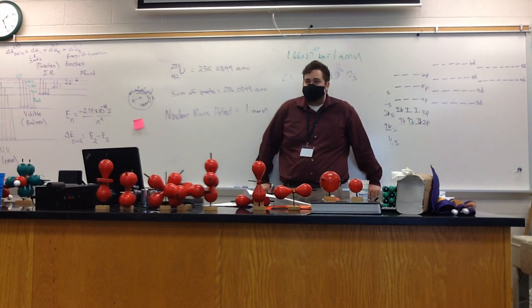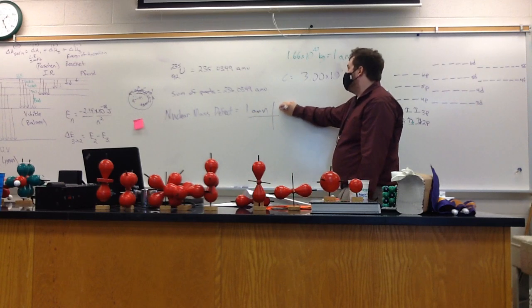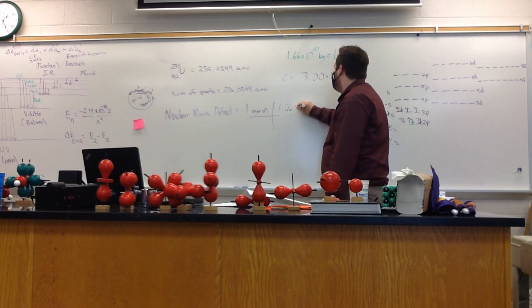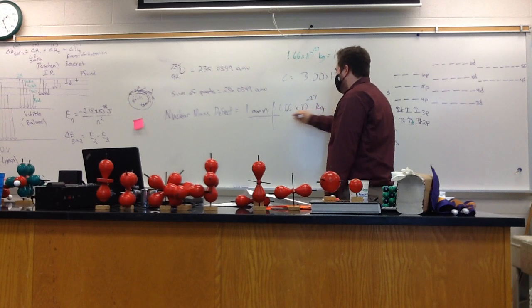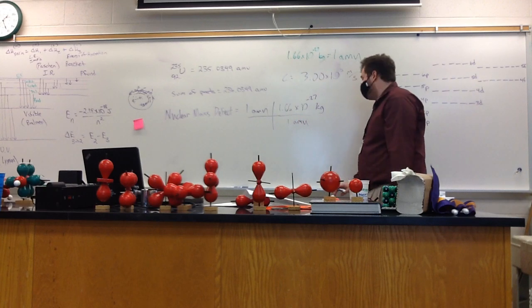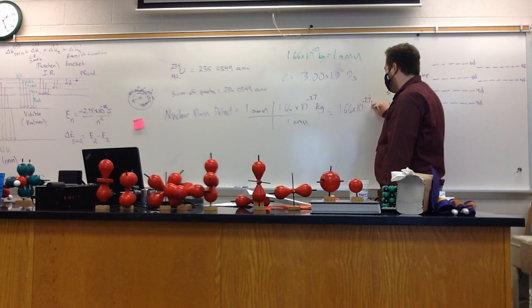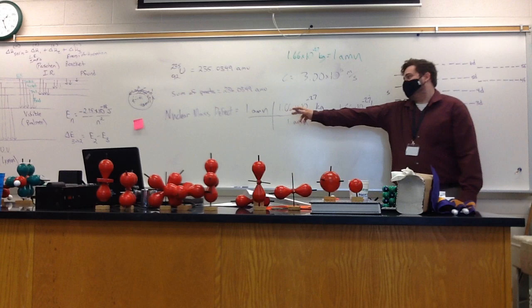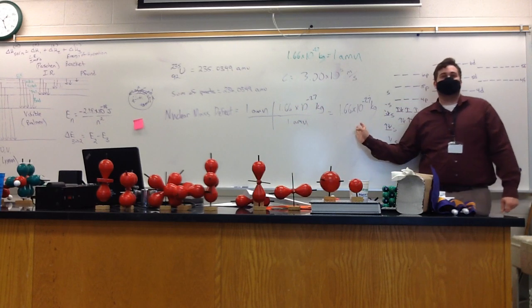You convert it to kilograms. How do I convert to kilograms? Multiply it by that number, this number right here, right? 1 AMU times 1.66 times 10 to the negative 27 is going to be 1.66 times 10 to the negative 27 kilograms.